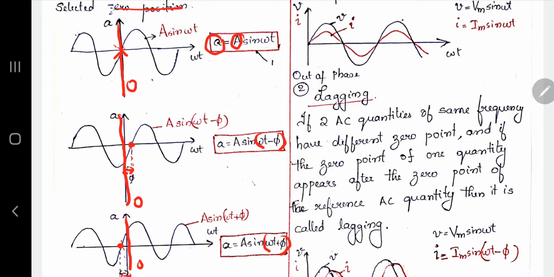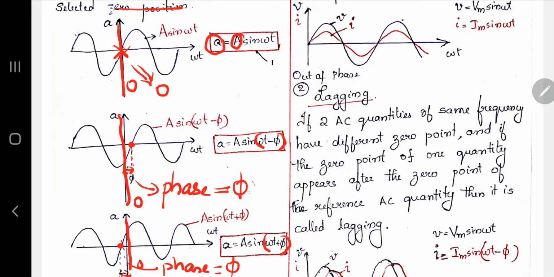So this angle phi is known as the phase of an AC quantity. In the first case, we can say the phi value is equal to 0, because it is already starting from the zero position. In the second case, the phase value is phi, and in the third case also, the phase value is phi. We will be studying how to represent these two phase values, and how we can identify whether it is coming after the reference axis or before the reference axis. We will be studying further.